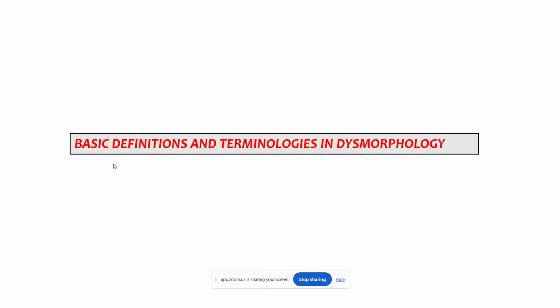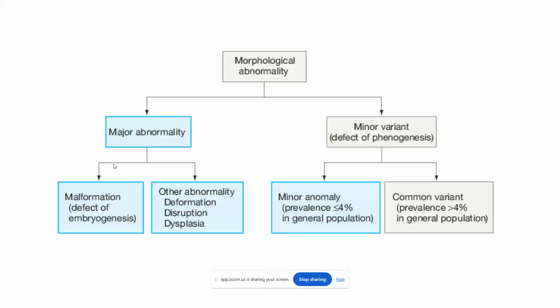Finally, let's discuss the basic definitions and terminologies in dysmorphology. To introduce, these are not very tough to understand, but the core dysmorphic features of the face will be discussed in depth in the next lecture. But you need to understand what types of abnormalities or anomalies you see. Broadly, they are divided into major anomaly and minor anomaly.